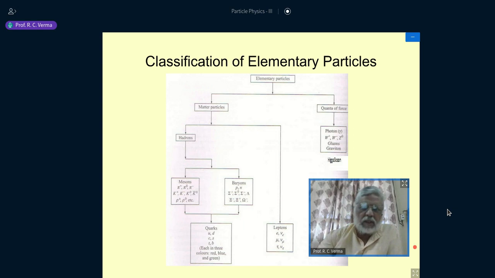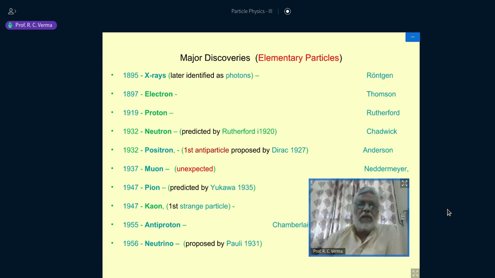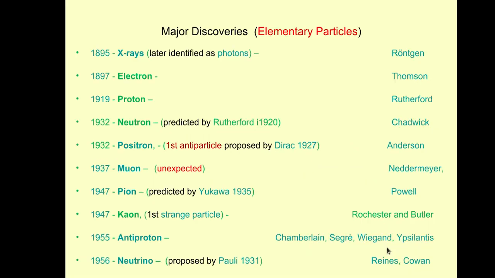So let me first remind you how these particles and when they were discovered. I will be dealing with the major discoveries of elementary particles, and the story starts somewhere around 1895, when we identified that X-rays and gamma rays have typical particle-like behaviors. All electromagnetic waves, light waves, are associated with the corresponding photons. And this was observed by Röntgen.